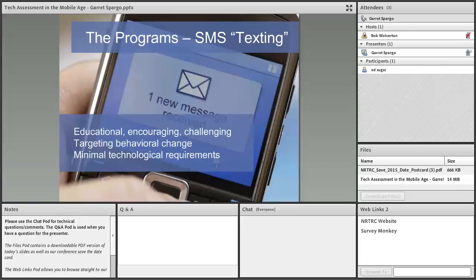Examples include Text4Quit and Text4Baby, where you're trying to reach the patient where they're at and target behavioral change, wherever they are with their phone. So if right before lunch you want to remind them to get their glucose reading, or to take their daily vitamin, or to walk an extra 1,000 steps today, however you're targeting behavioral change, you're doing it through these very simple messages.